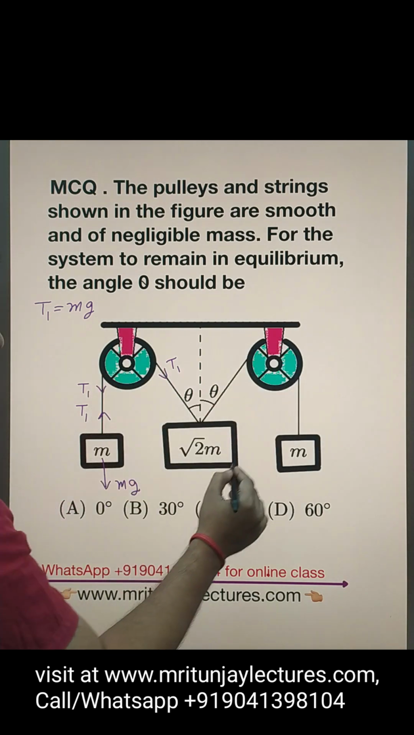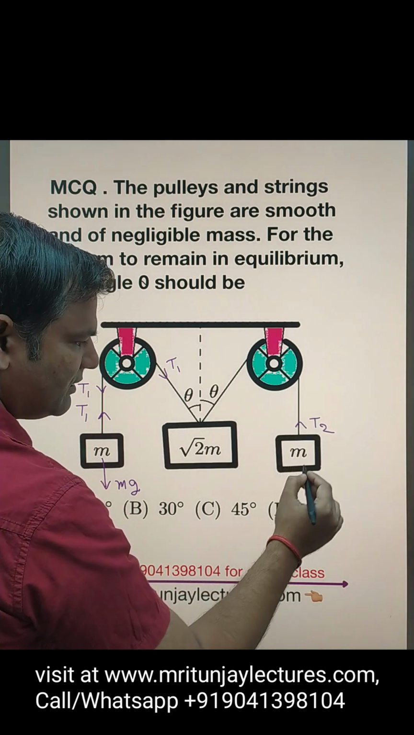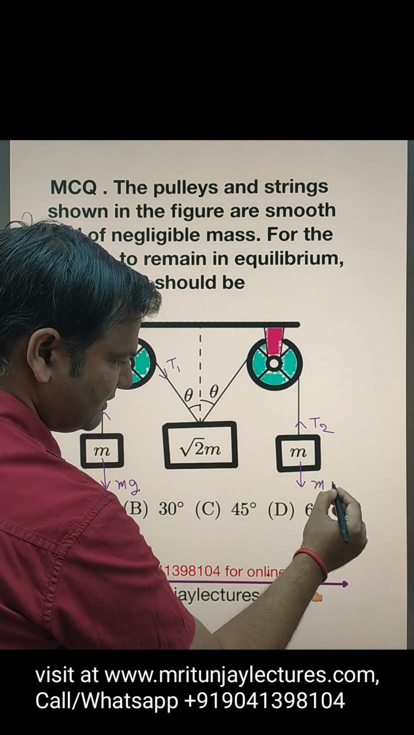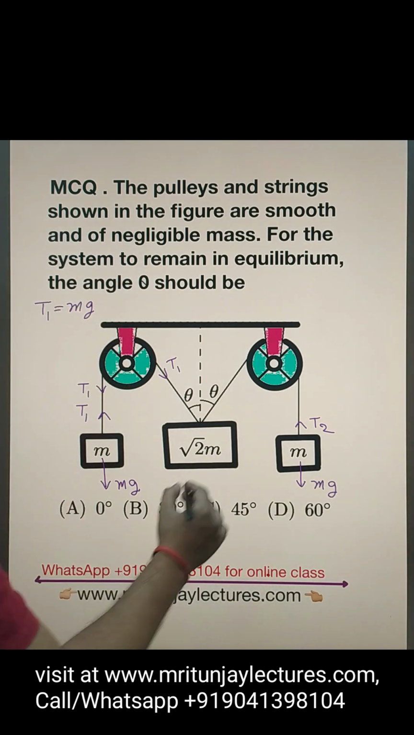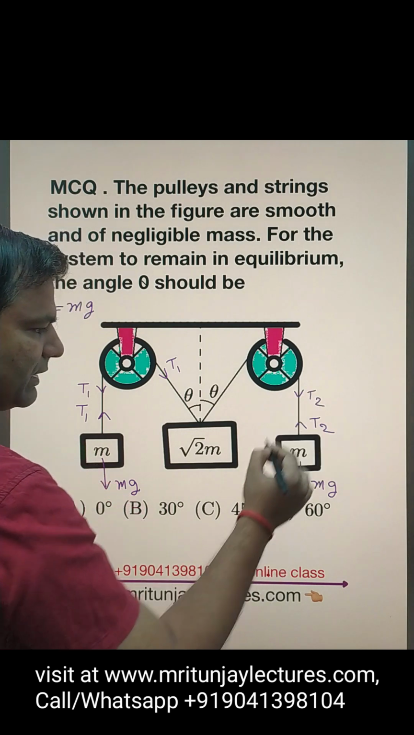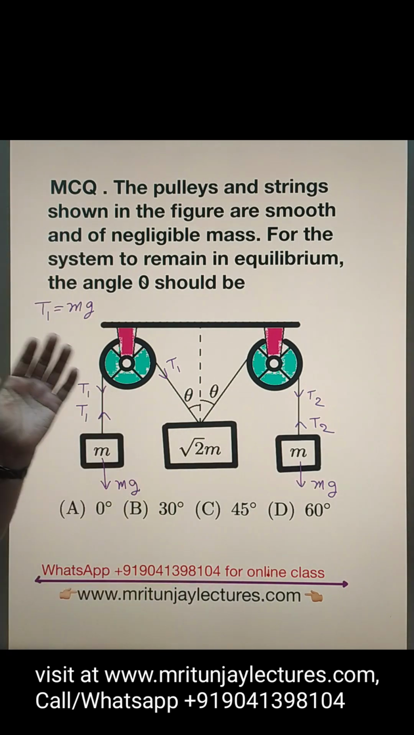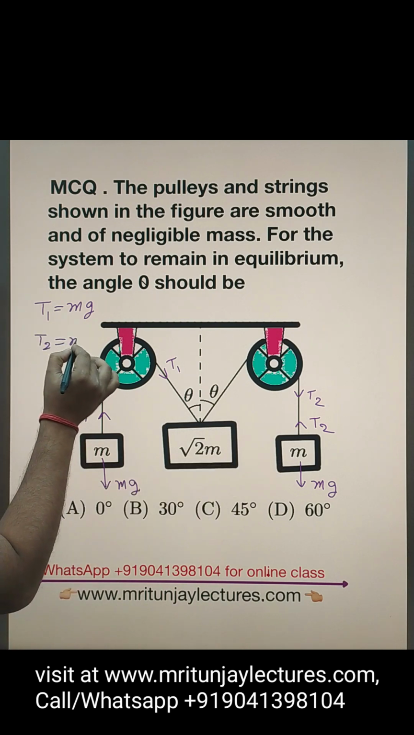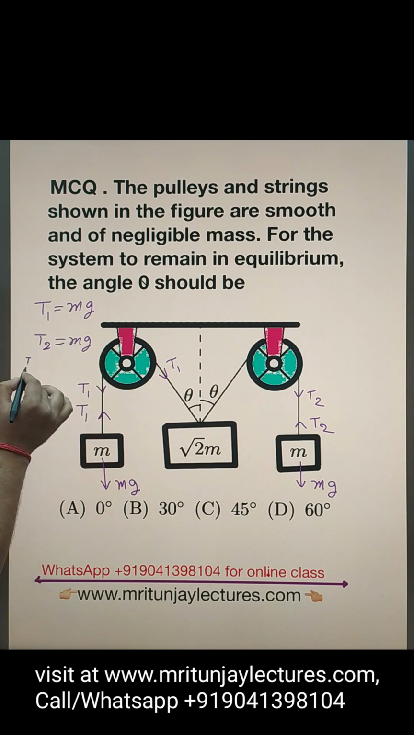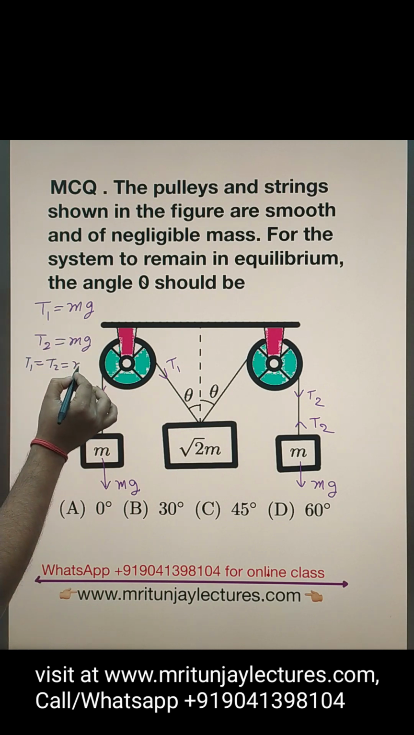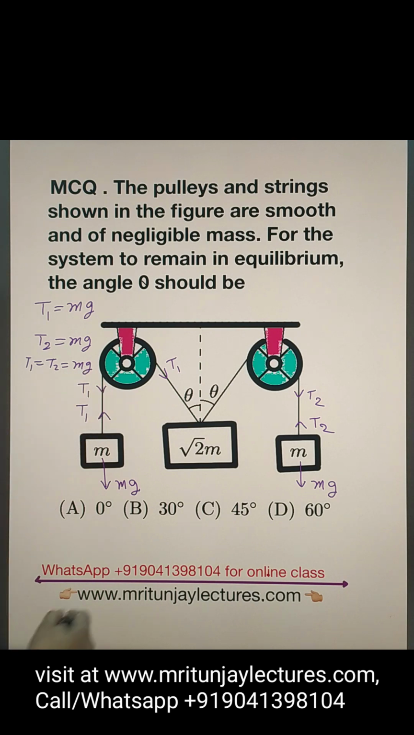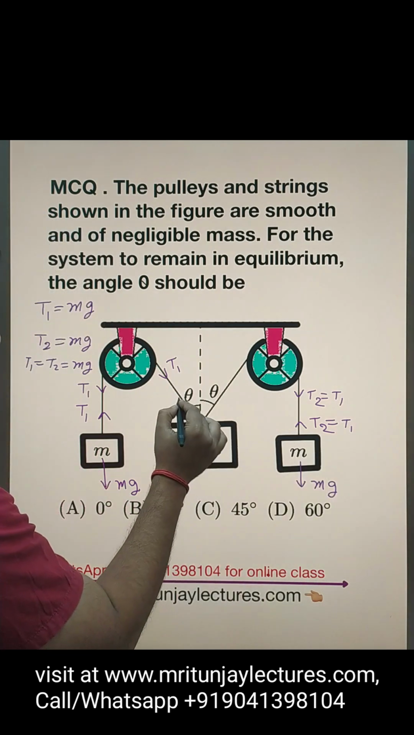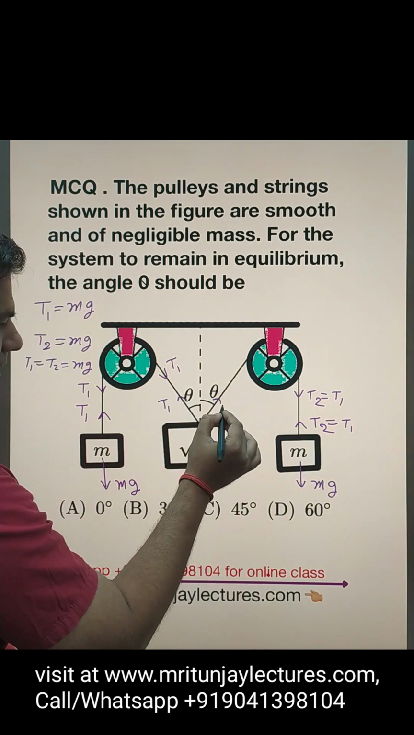After that, look at this one. Suppose here is one string and that is a second string, so tension T2 is generated here. If you make a free body diagram of the small m block, there is mg downward and T2 here. This small m block is also in equilibrium, so T2 is equal to mg. Now look, T1 is equal to T2 is equal to mg. So T1 here and here also T1 is generated.